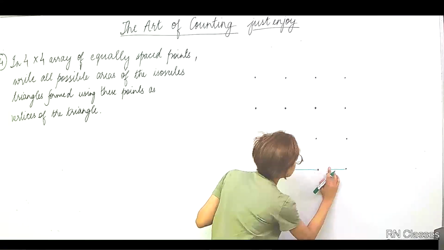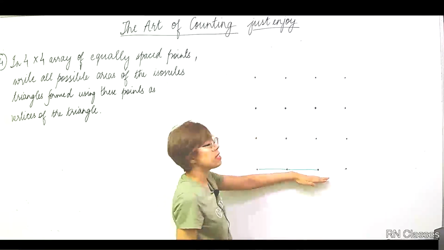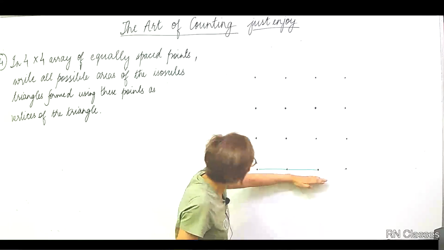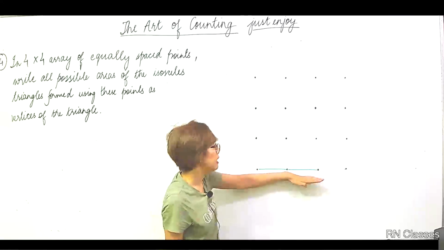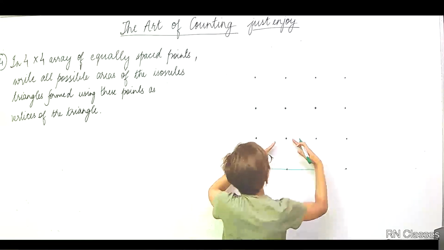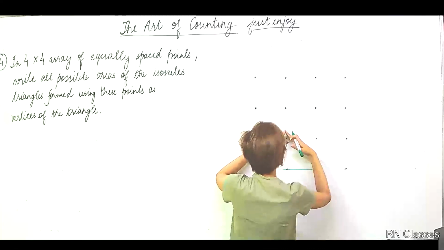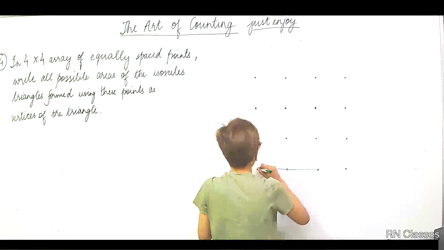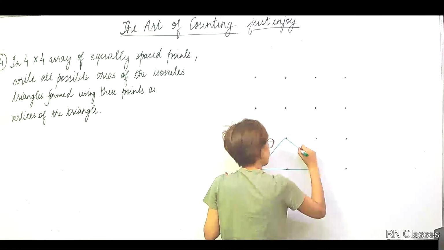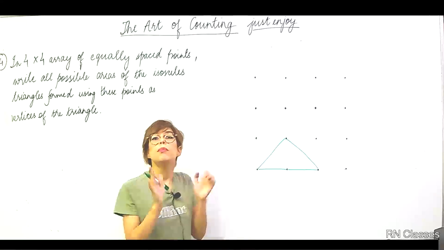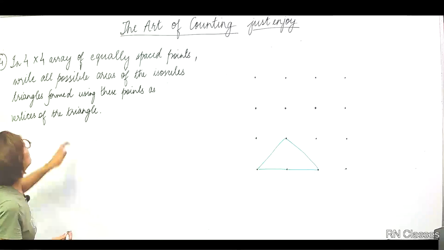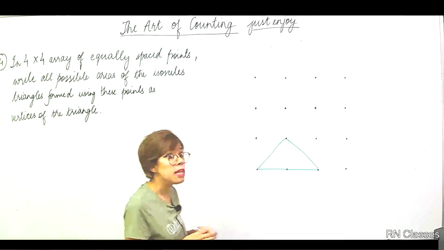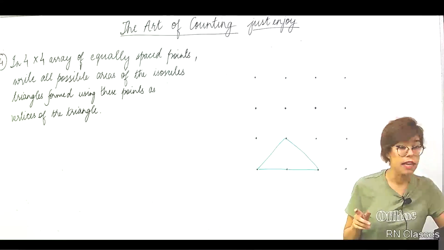Now I take only this as the base. This is my base, right? Now can you form an isosceles triangle? I think we can. I took this as the base. Now we have to go equally, so this would be my first isosceles triangle. Right. One is found, right? But what do I need? I require the possible area. So that means I'm interested in the area.